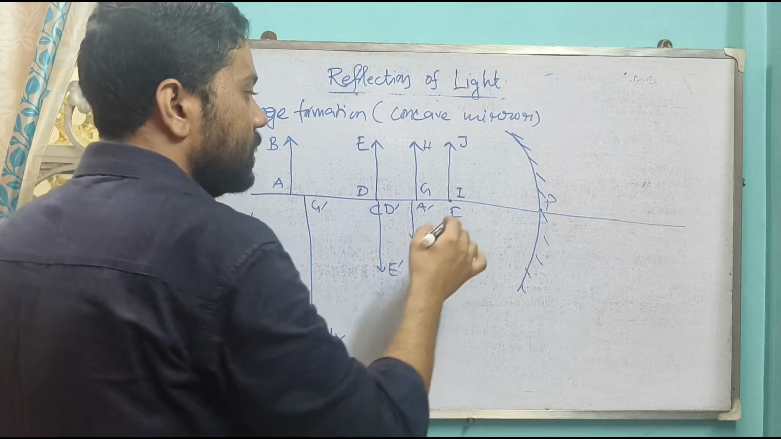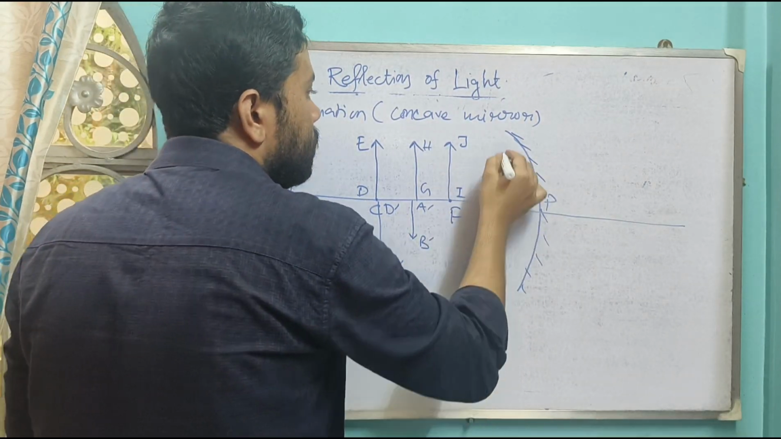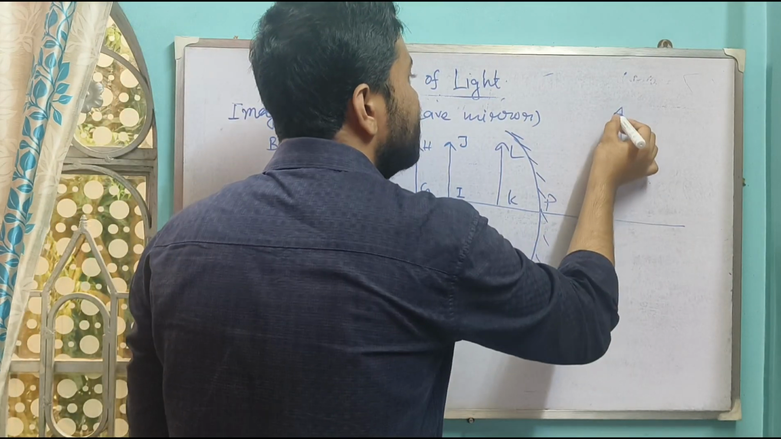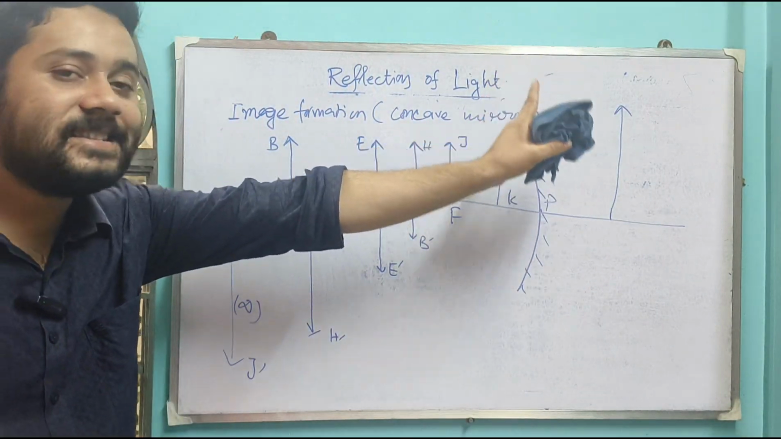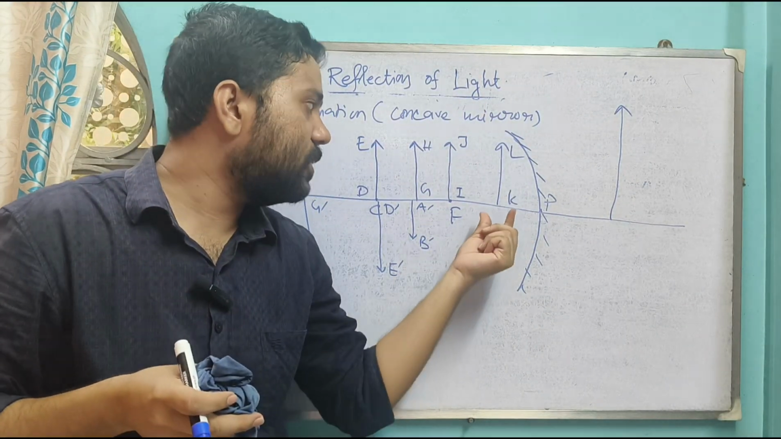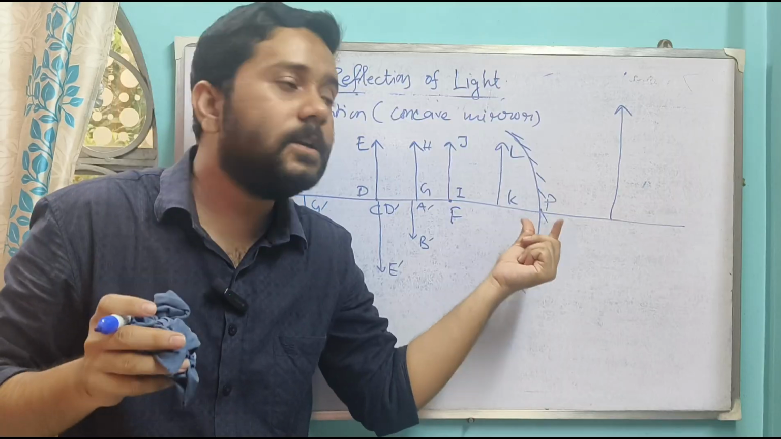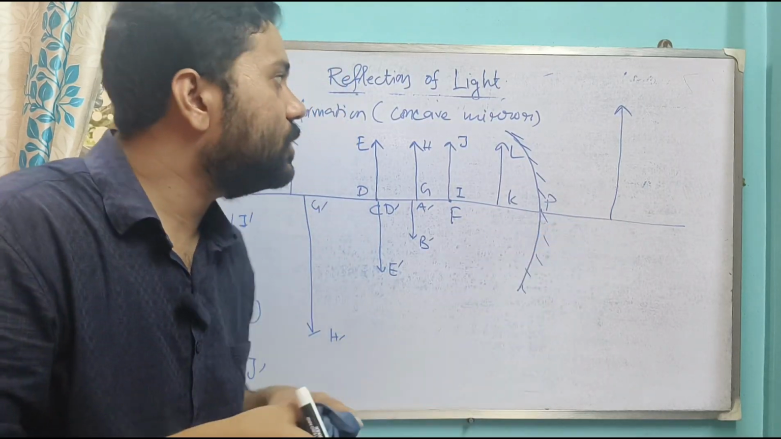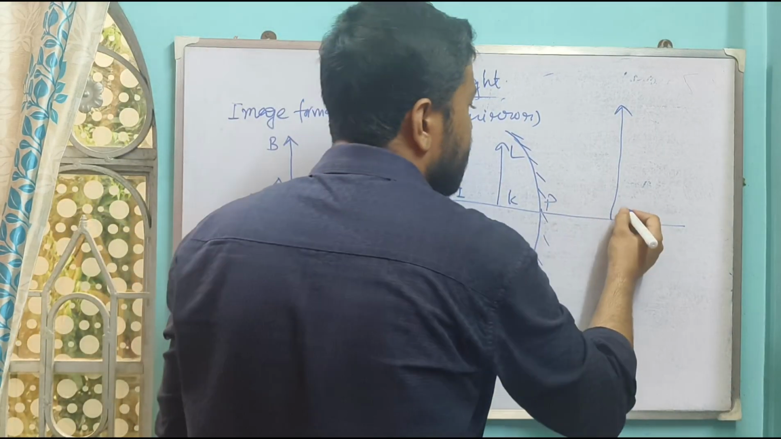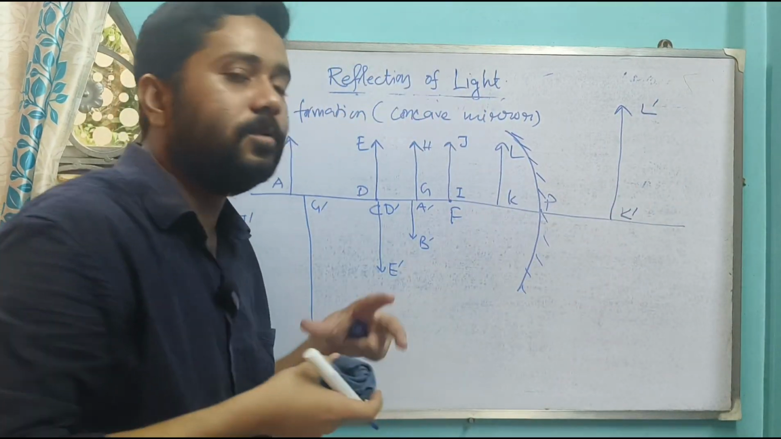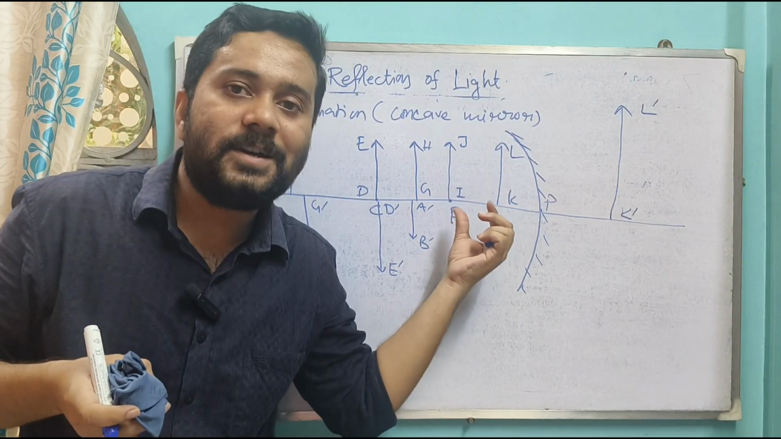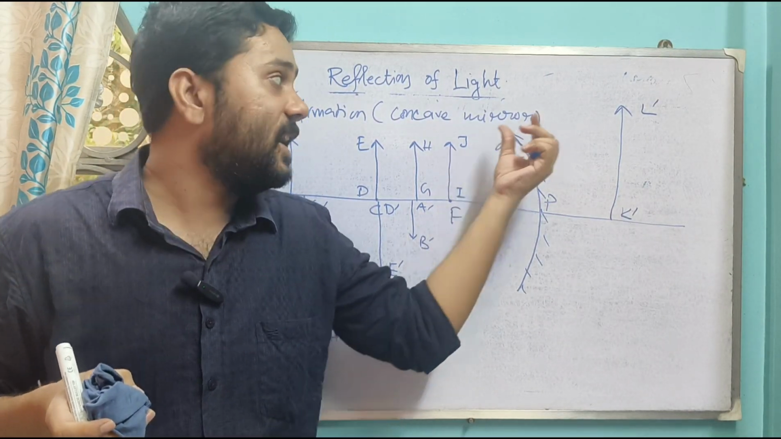Now if we keep the object between focus and the pole, suppose KL, the image will be inside the mirror, and this is the first virtual image we got. So the only position for a concave mirror, that is between pole and focus, where we get a virtual, erect and enlarged image.